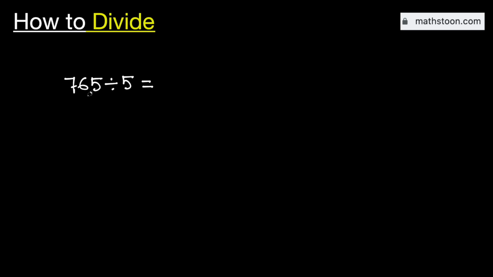Let's learn how to divide the number 765 by 5 using the long division method. We know that 5 times 1 is 5, and this 5 is closer to 7. Subtract, we get 2. Now this 2 is less than 5. That is why we will bring down this adjacent 6 here.